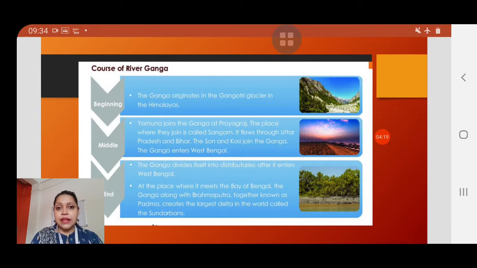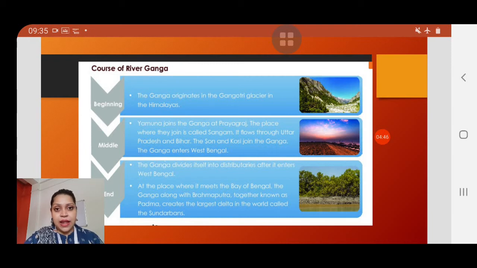Prayagraj is the new name of Allahabad, and there the Yamuna and Ganga meet. The meeting place is called Sangam. Then Son and Kosi join the Ganga. After the Ganga meets the Yamuna at Sangam, that is Allahabad, a city in Uttar Pradesh, it flows through the whole of Uttar Pradesh.